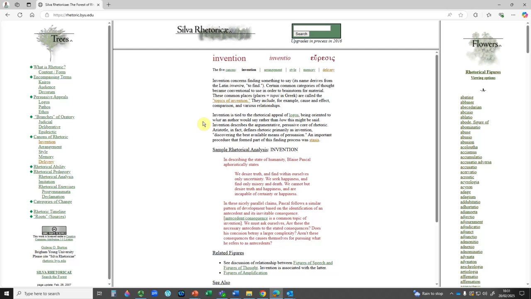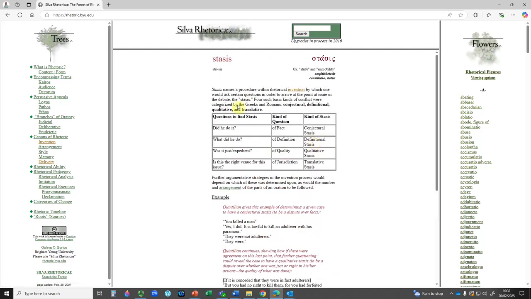So Invention describes the argumentative, persuasive core of rhetoric, and I think that's probably the most important sentence in this passage here. Aristotle, in fact, defines rhetoric primarily as invention, quote, discovering the best available means of persuasion, unquote. An important procedure that formed part of this finding process was stasis. And if you click on stasis, you see basically it names a procedure within rhetorical invention by which one would ask certain questions in order to arrive at a point at issue in the debate.